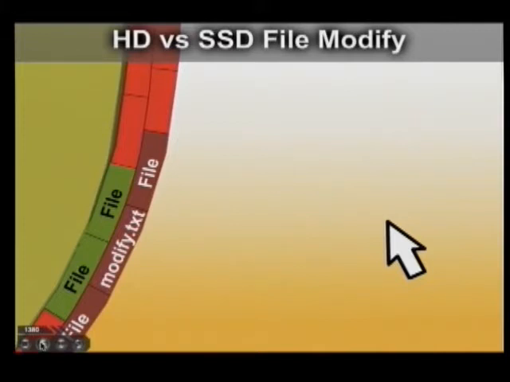Now, what this slide was about is basically on a hard drive, you can modify a particular sector or location.